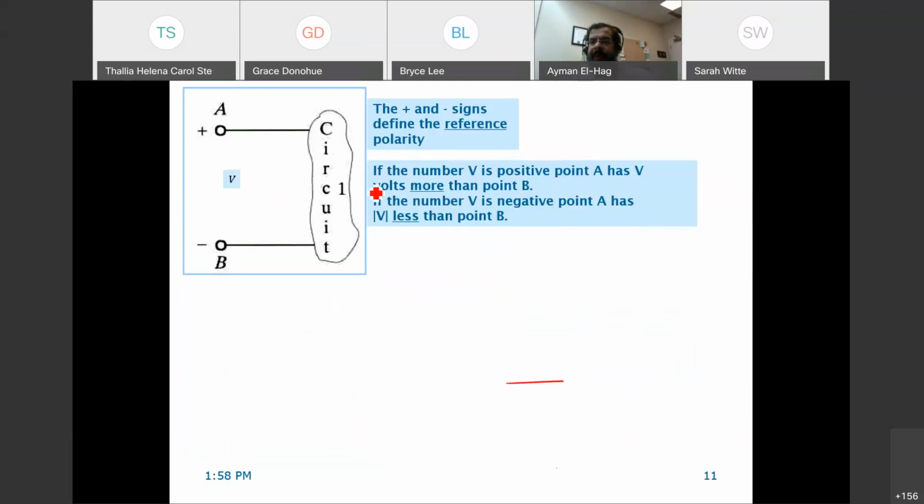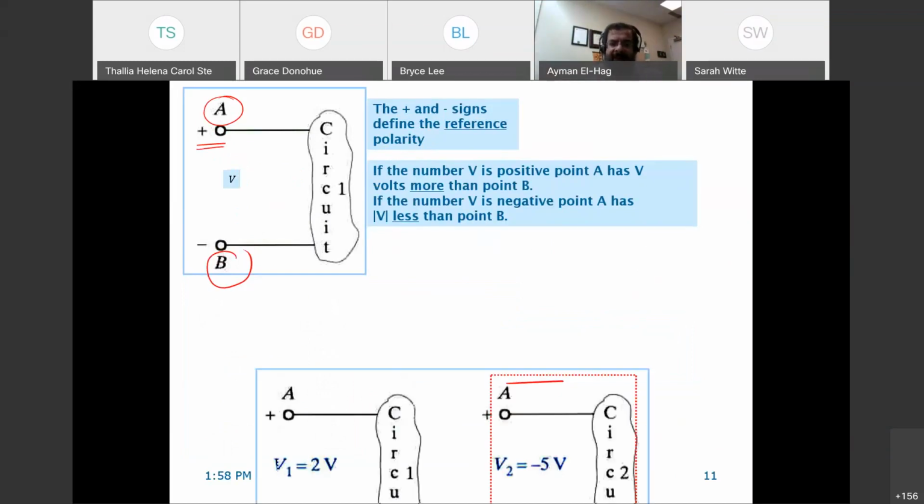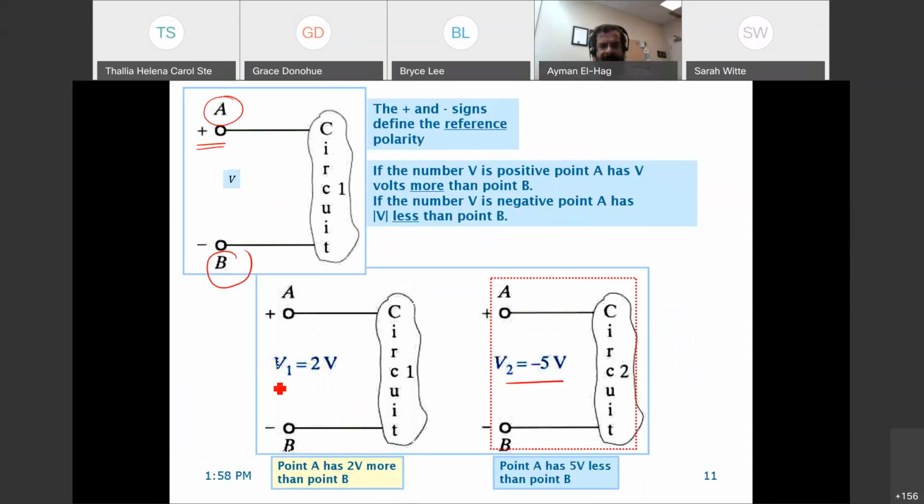So the positive and negative signs define the reference polarity. So here we say that A has higher voltage than B. And if the number is negative, then B has higher voltage than A. So for example here, V1 equals 2 volts, so A has 2 volts more than B. And here A and B, it's minus 5 volts. So we said A has less voltage by 5 volts, or B has higher voltage by 5 volts.